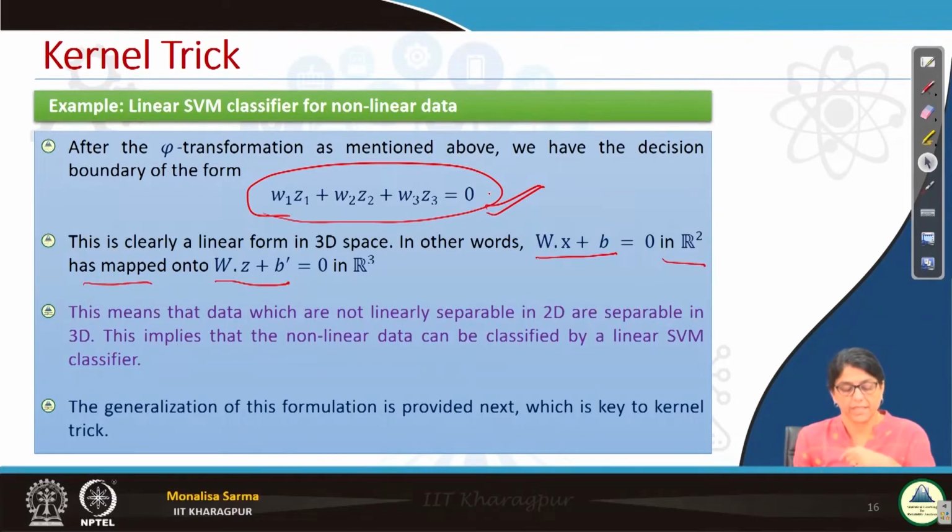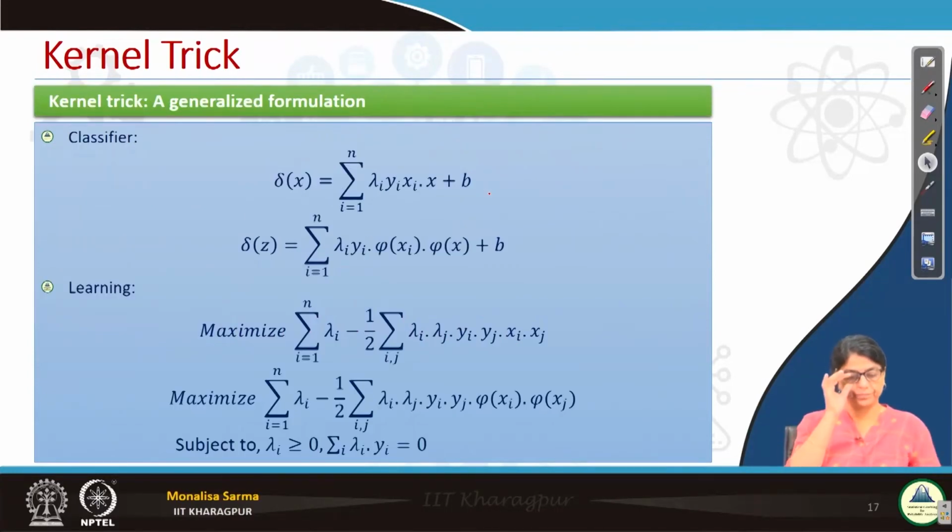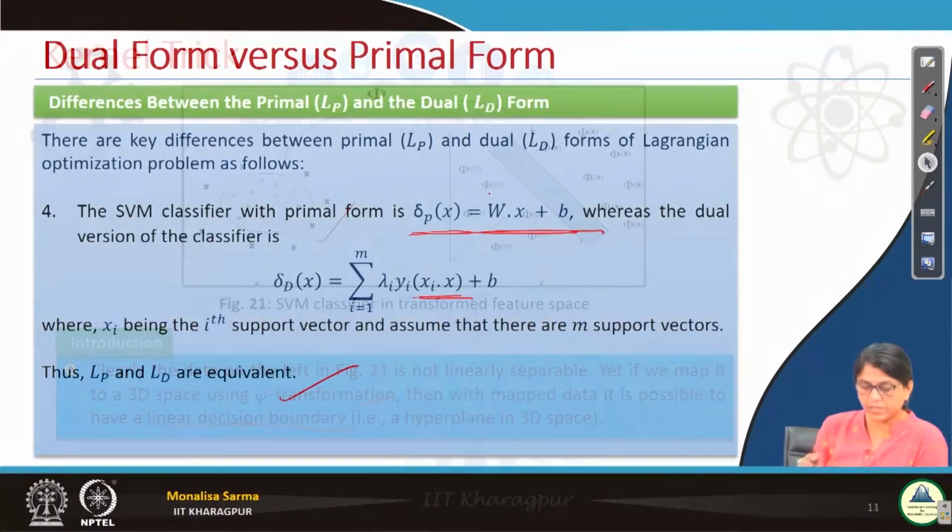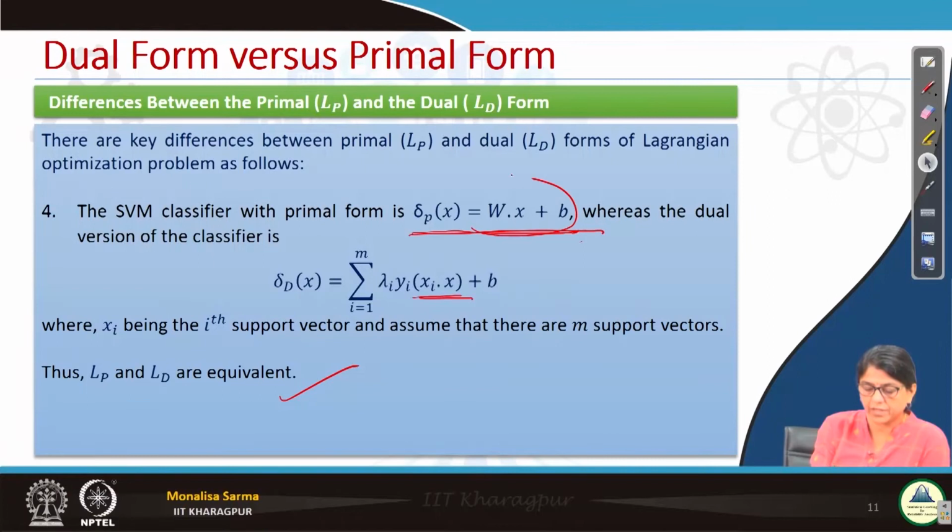So, now we will see the generalization of this formulation, which is the key to the kernel trick. Now, we will see what the kernel trick is. See here. Earlier our classifier was w dot x plus b, isn't it? What is the classifier? Given an observation x, it falls to which class? How do I find it? w dot x plus b. We have seen this here, w dot x plus b. Now, our expression has become this. This is our classifier now.